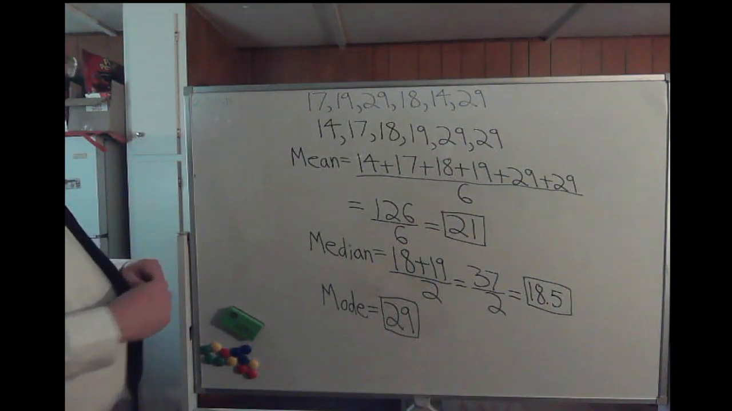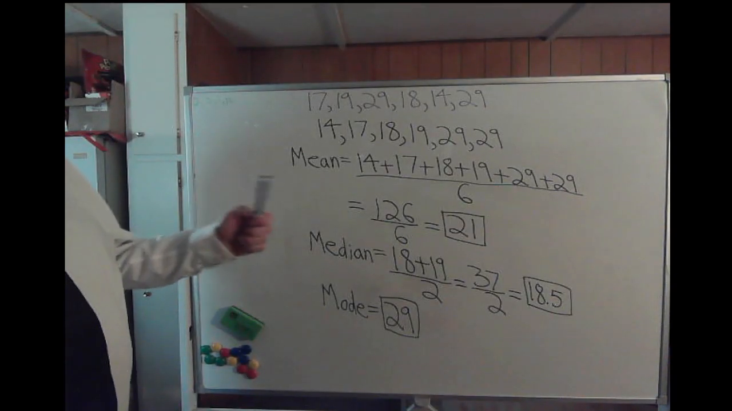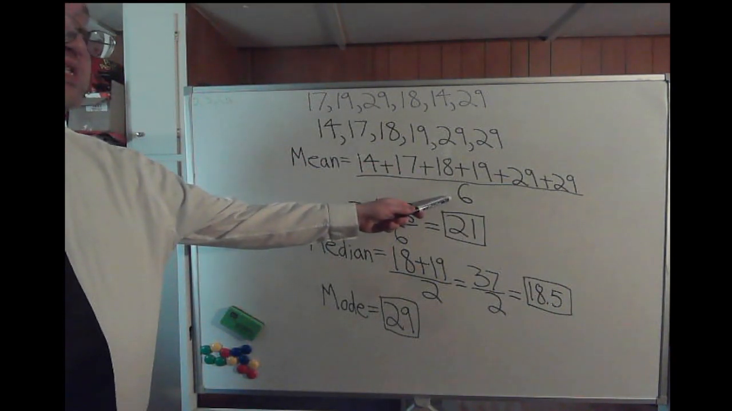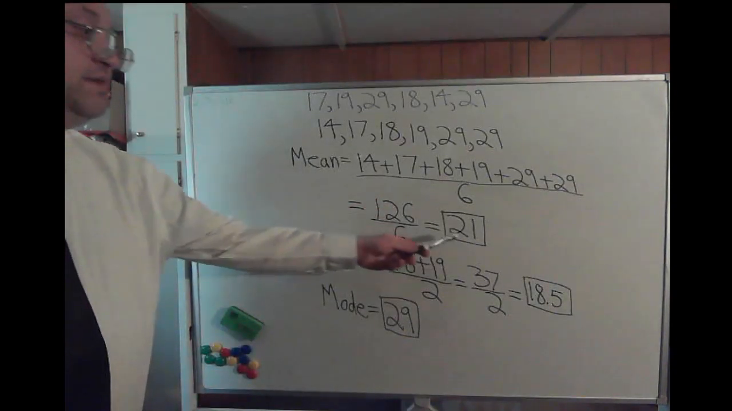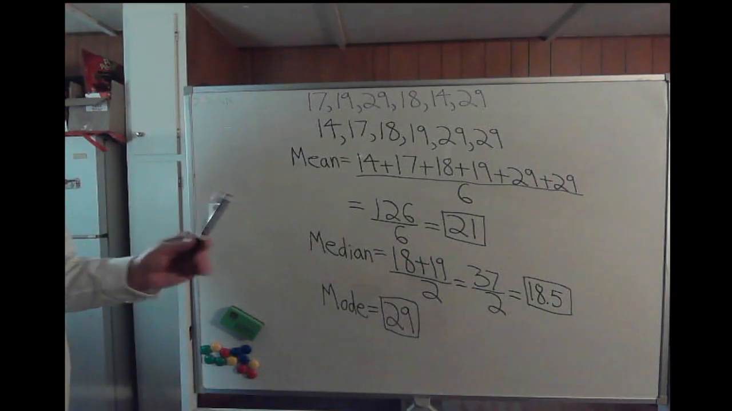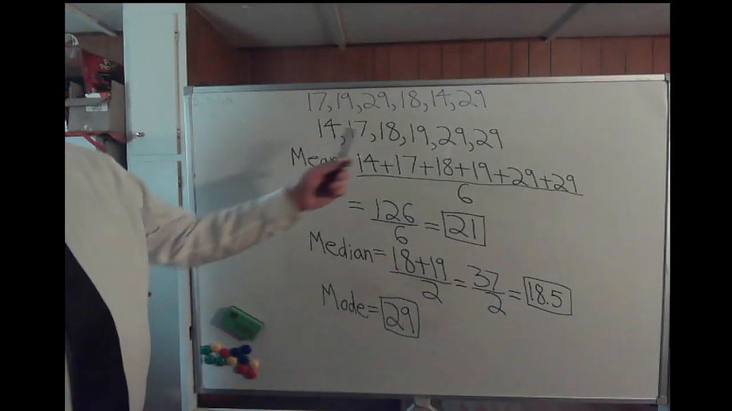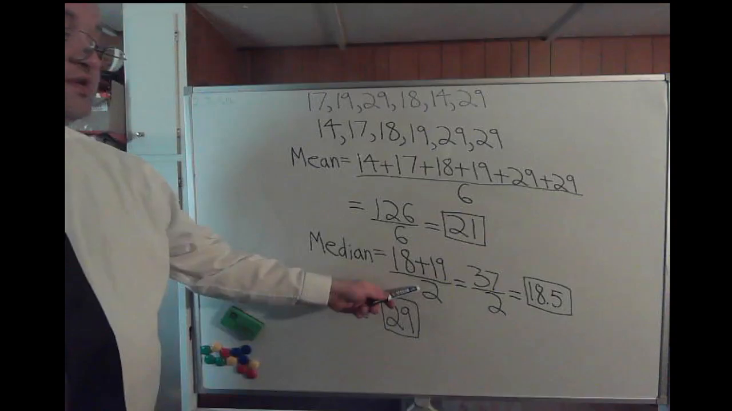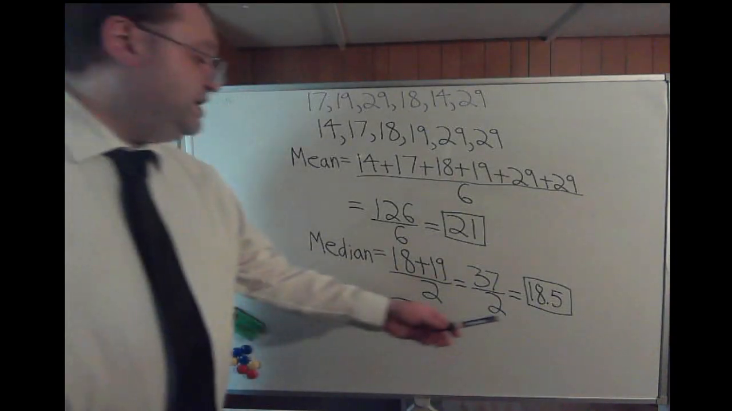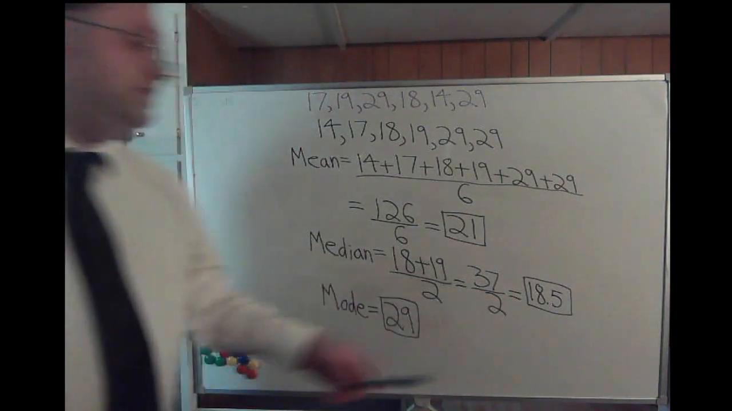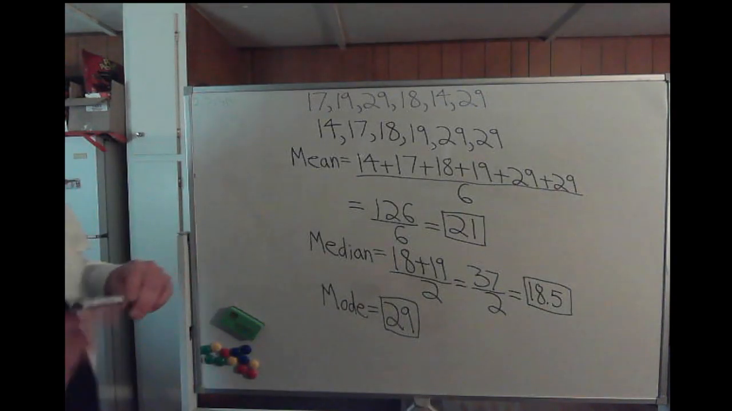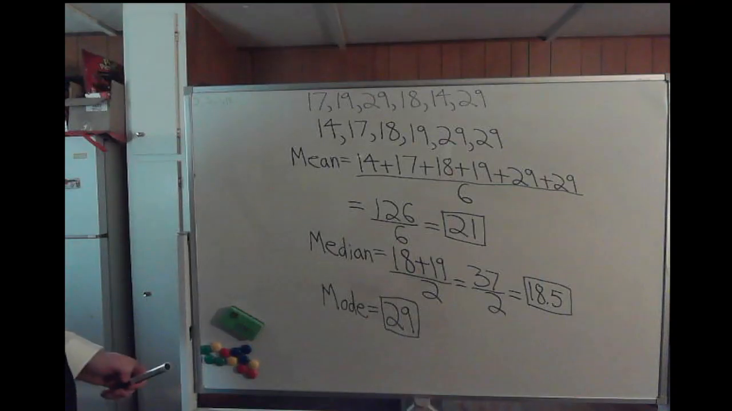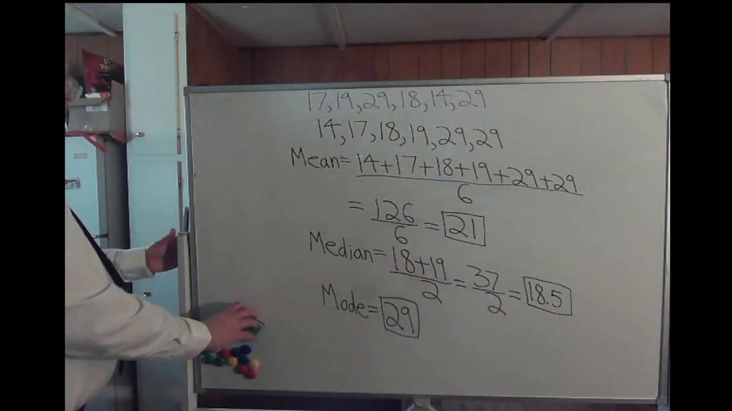All right, so we found the mean, of course, again, by taking all those numbers, adding them up, and dividing by the number of numbers there are, which in this case was 6. We determined the mean was 21. The median, since this was an even number of numbers, you add the two middle numbers together and find their average, dividing by 2. We got a median, the middle number, of 18.5. The mode, being the most frequently occurring number, that occurs more than once, was 29. And that's really all there is to these.